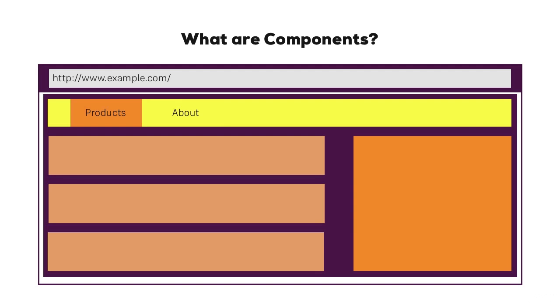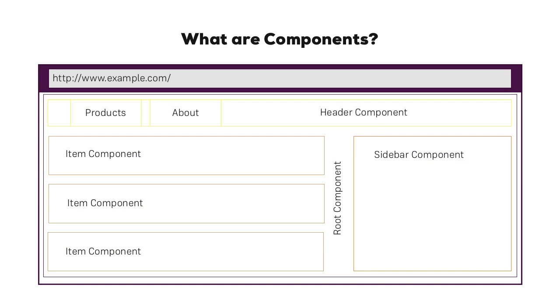Because if we have a look at our web page here, we can basically identify a couple of components. We have our item components, we have the sidebar component, the header component, and of course the root component I was mentioning.